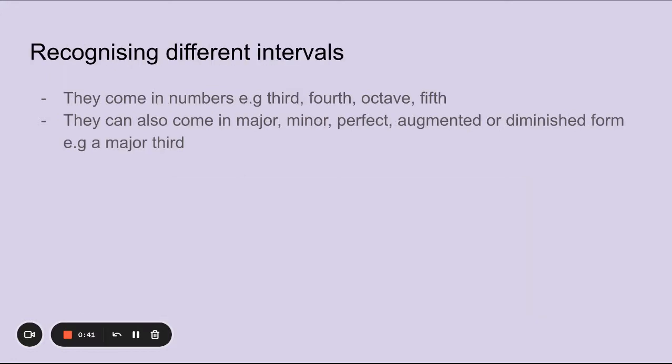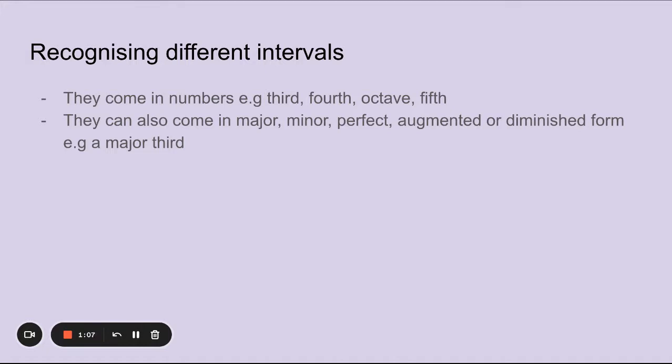So recognising different intervals. Intervals come in numbers, for example, a third, fourth, octave or a fifth. For example, a third would be C to E because they are three notes apart. They can also come in major, minor, perfect, augmented, or diminished form, but the most common are major, minor, and perfect.